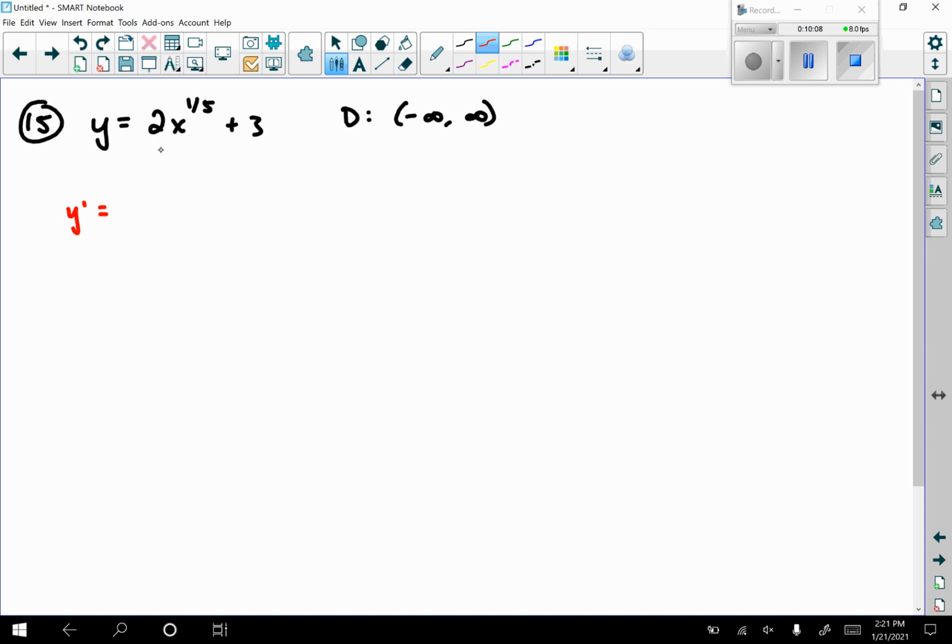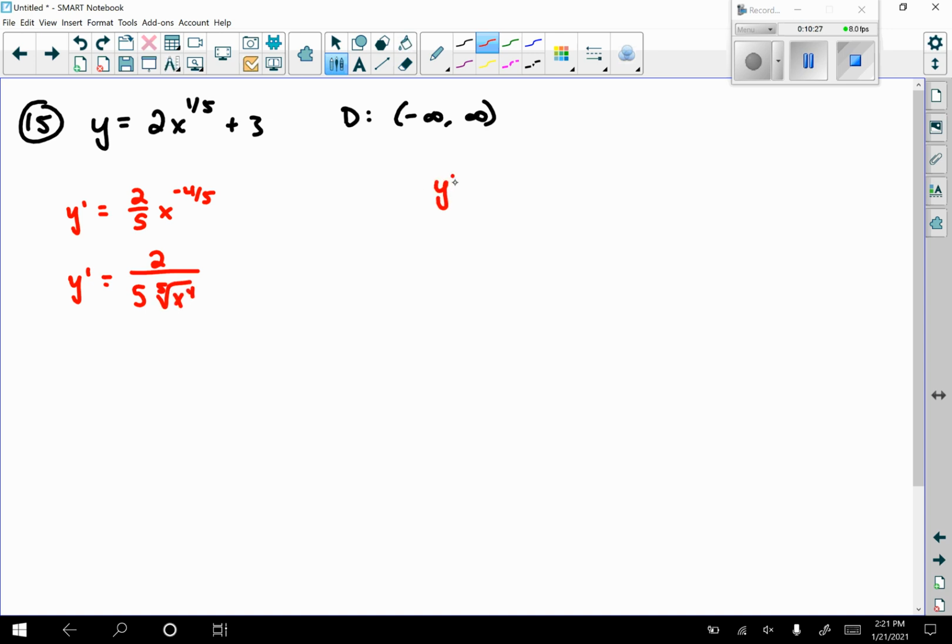So this will become 2 times 1/5, so we get 2/5 x to the 1/5 minus 1. 1/5 minus 5/5 will give us negative 4/5. Derivative of a constant is 0. So let's rewrite this as a fraction to help us answer our next two questions. So this becomes 2 over 5 times the 5th root of x to the 4th.